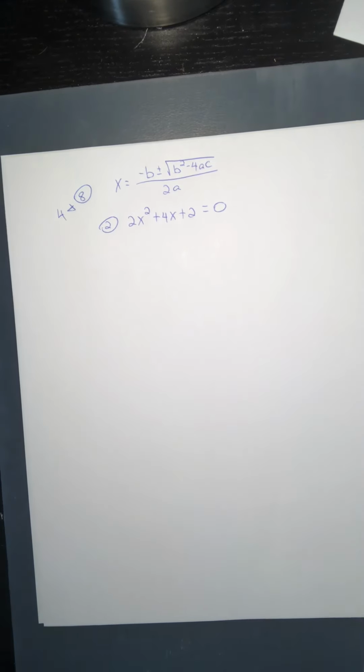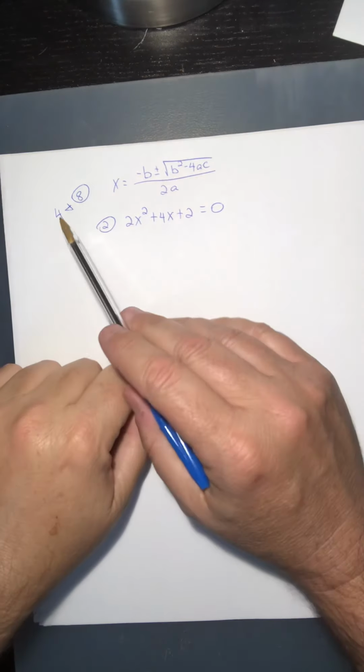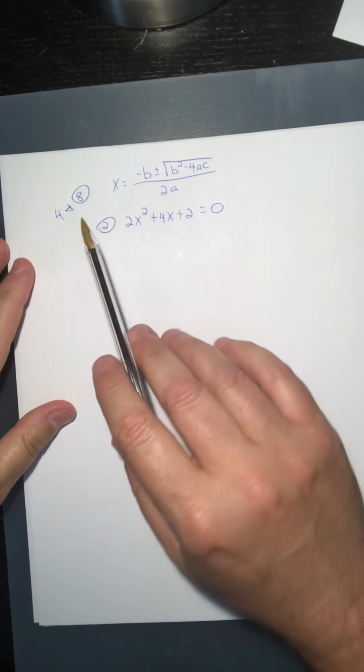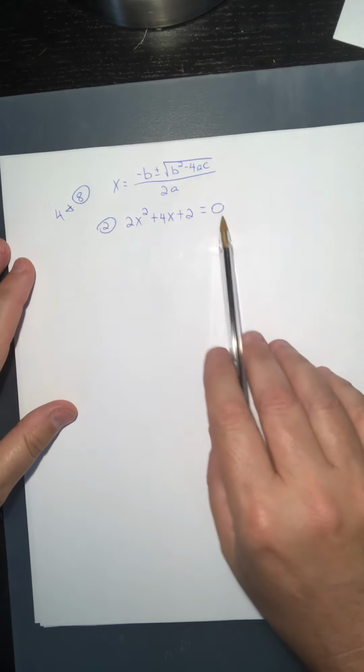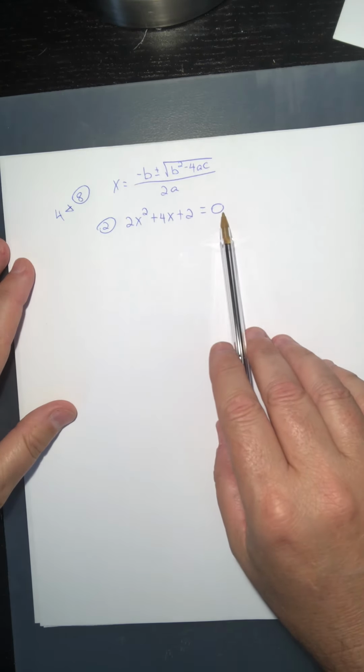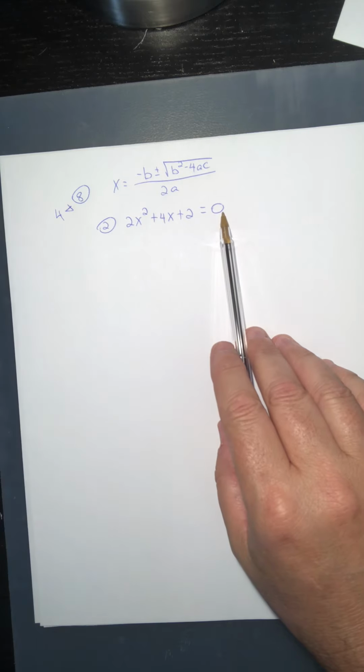All right, so here's your second video for the day. It's going to help you with numbers 4 and 8. Number 4 is going to look a lot like this one. Number 8 is not going to be equal to 0. You're going to learn how to make it equal to 0 here in a second.